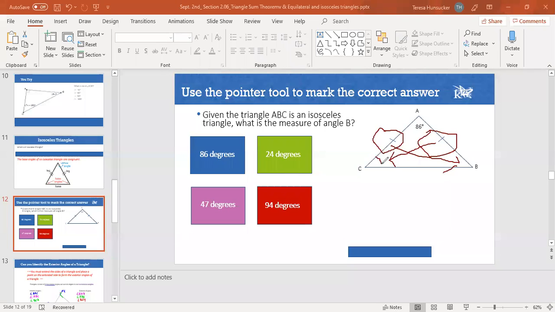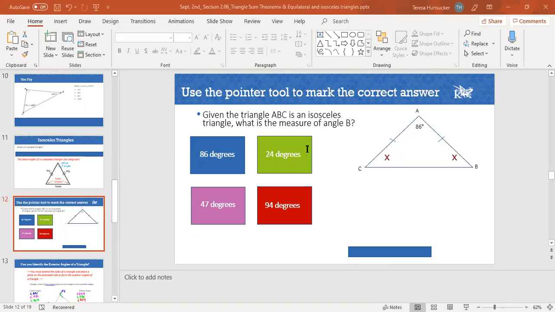So angle C, I use an arc. Angle B, I use the same number of arcs. Angle C and B are equal. So let's call C and B X. Okay, they're unknown. So I'm just going to call them each X. So X, X. All right, can you write the equation for finding the angle B?